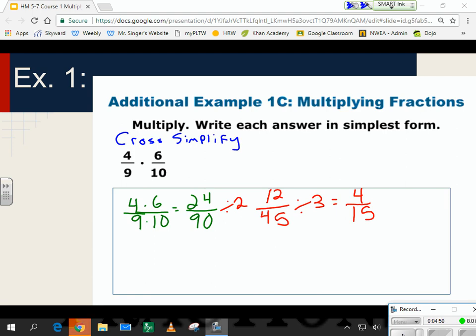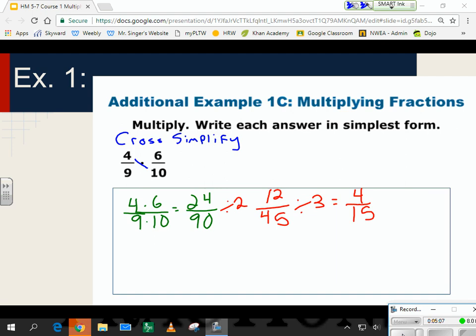That you may want to know. So cross-simplifying means you look across diagonally at the numbers and you see if there's something you can simplify with them. So let's first look at 4 and 10. Is there a factor that 4 and 10 share that you can divide them by equally?